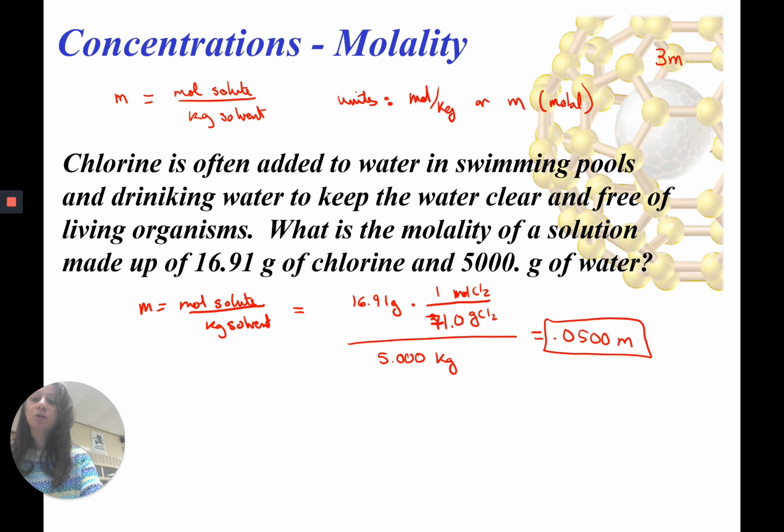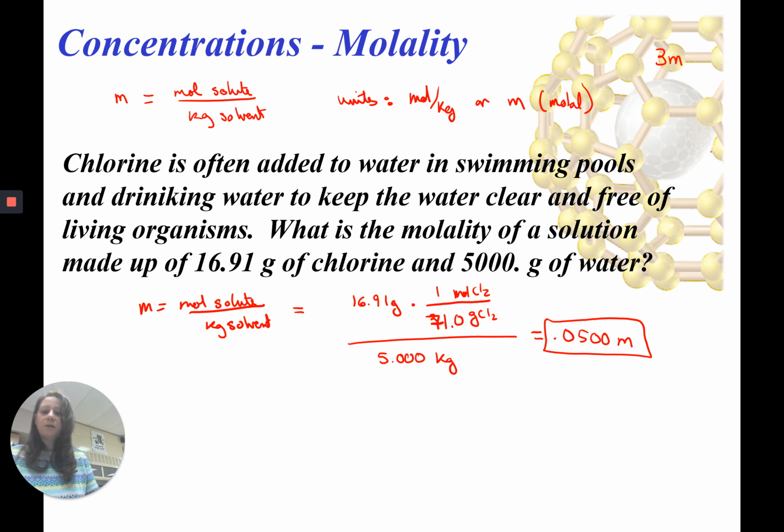Now, how would you make this solution? In this case, we do not need a volumetric flask. Why? Because we can measure the solute separate and the solvent separate. So the solvent by itself is 5 kilograms, not the whole solution. We use a volumetric flask when we do molarity because it's for the whole solution. But in this case, we do them separately. So we would want to use an Erlenmeyer flask, a regular flask. So you'd mass your solute and your solvent, put them together, stir or swirl, and that's it.